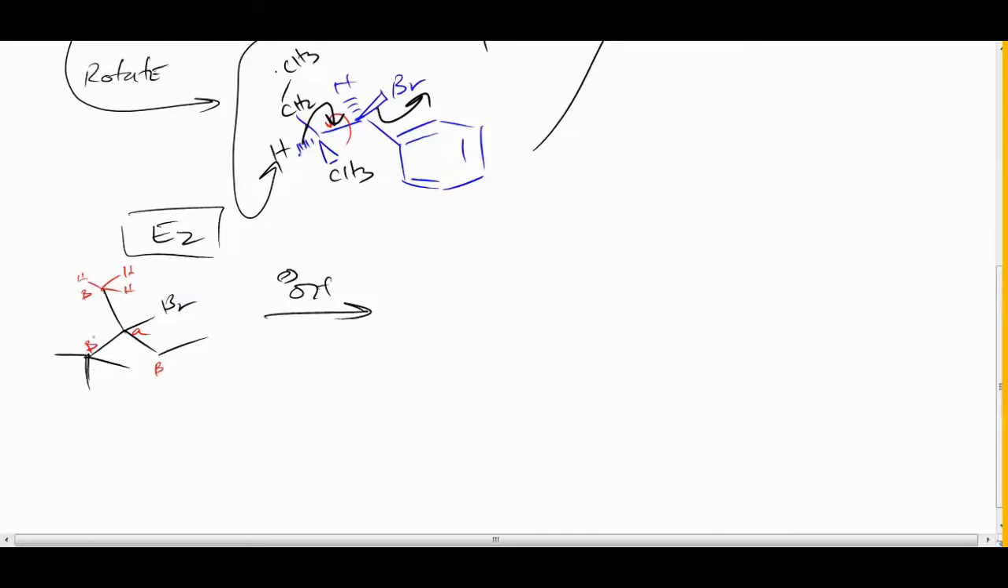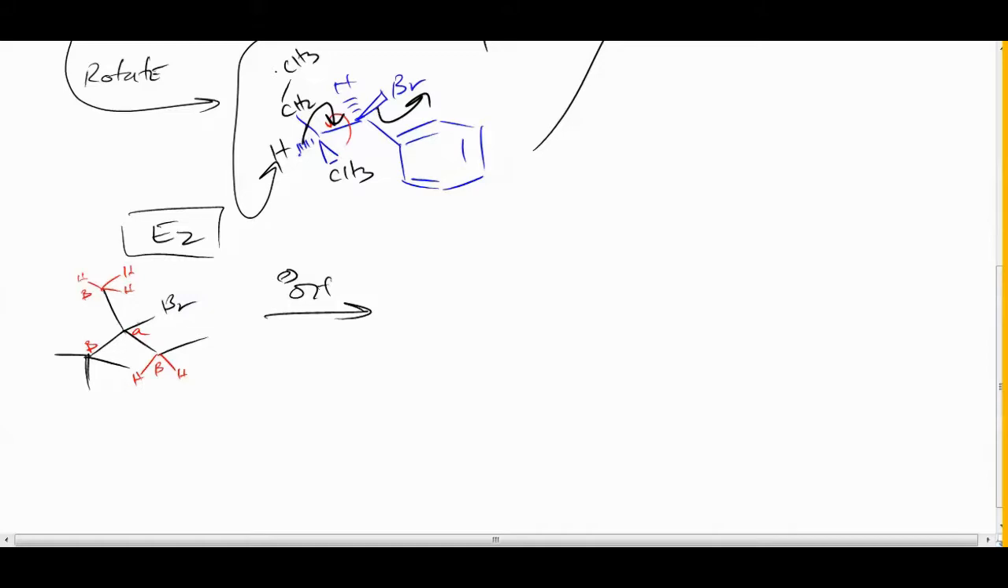Now we want the hydrogens on the beta carbon. This beta carbon here does not have any hydrogens on it, so we don't look at it. Right? So the beta carbon is the carbon adjacent to the carbon that has the leaving group on it. That carbon is the alpha carbon.